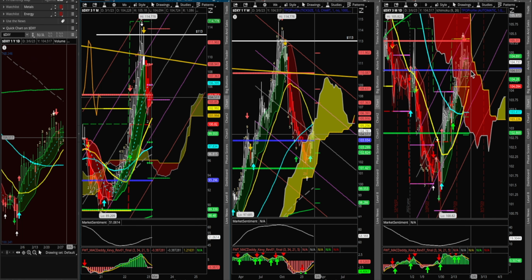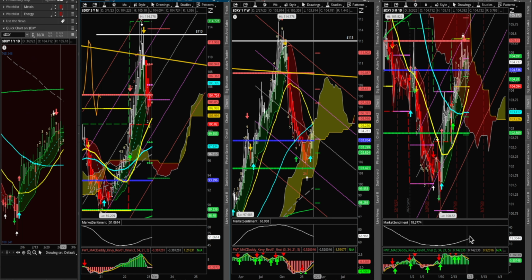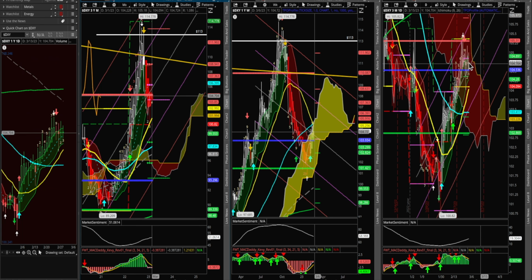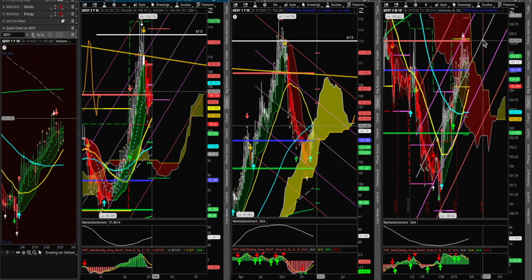As long as we can hold that point of control, even though the MACD is negative, sentiment is going up. Next week is going to be very interesting, and we could get out of this cloud and start trending higher in the short term.